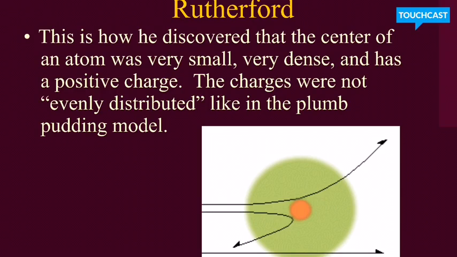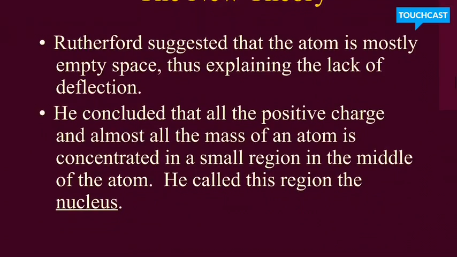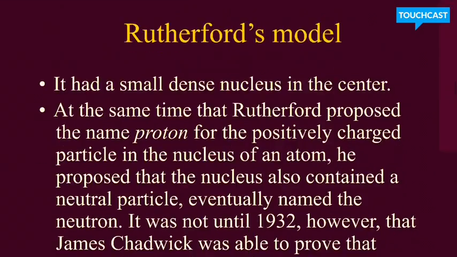So the new theory suggests that the atom is mostly empty space, explaining the lack of deflection of those alpha particles. He concluded that all the positive charge and most of the mass must be contained in the center of the atom, and that was called a nucleus.